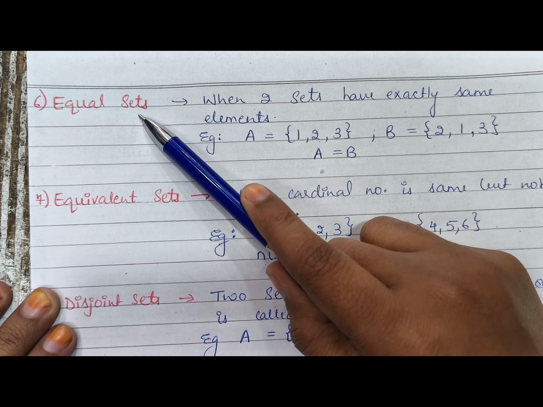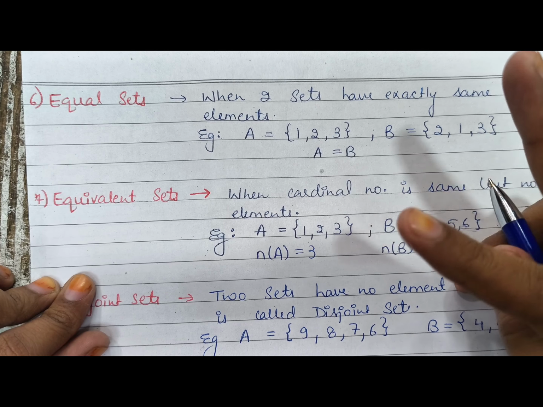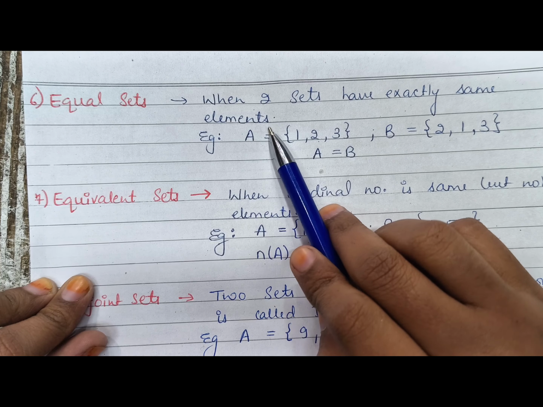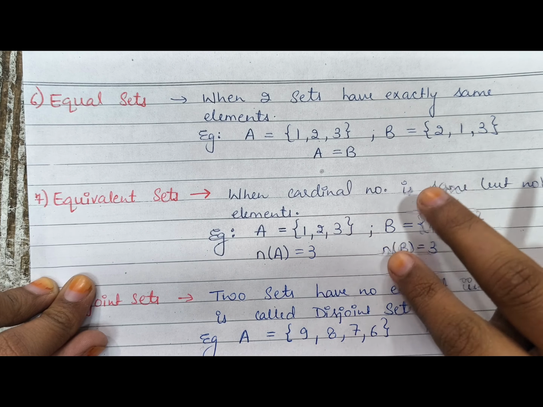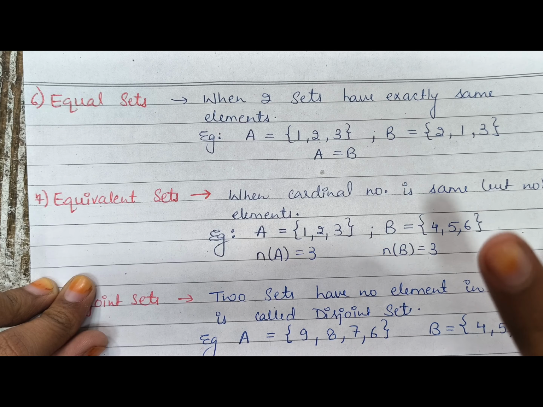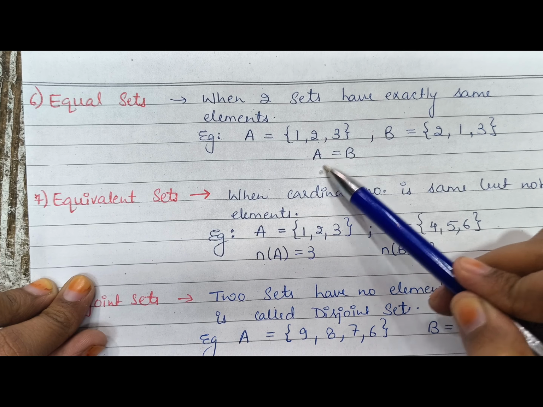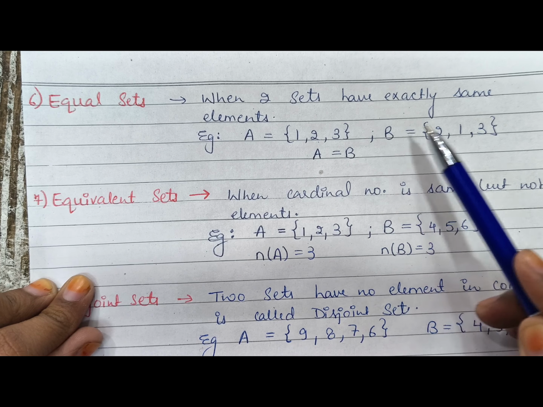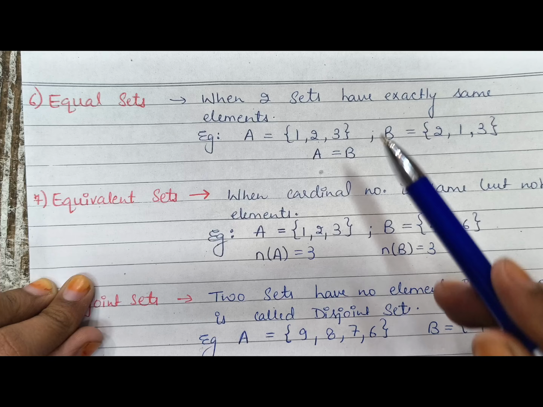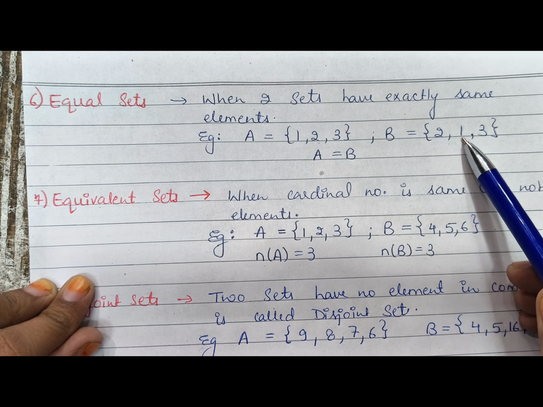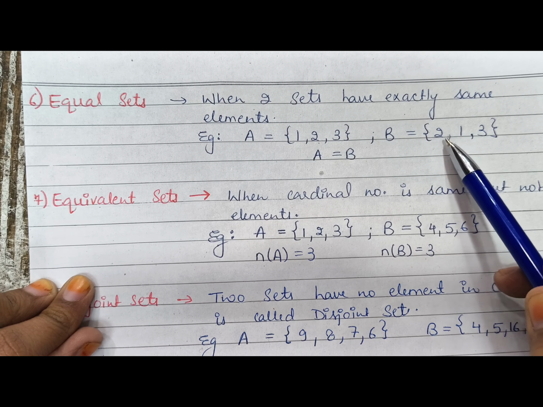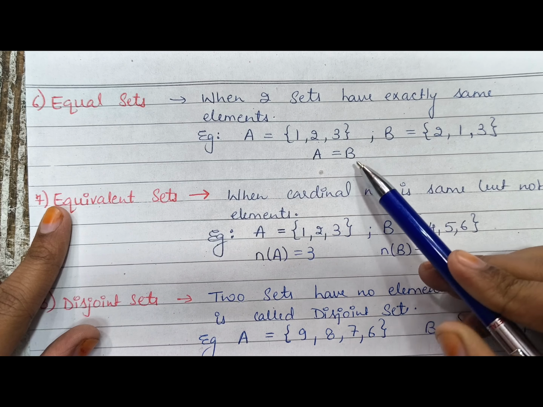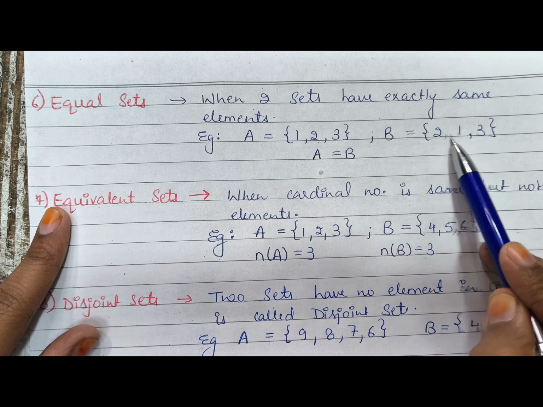Next is equal sets. In equal sets we'll compare two sets. When two sets have exactly same elements, it's not same number, it means same elements. The same elements have to be there in those two sets. Then only those two sets will be called equal. For example, in set A, there are elements 1, 2 and 3. And in set B, there are elements 2, 1, 3. Order can be any, but elements should be same. Here we have 1, 2 and 3. So the cardinal number, that is 3 elements, is the same and the elements are also same. Then the sets will be called equal sets. That means A equal to B.